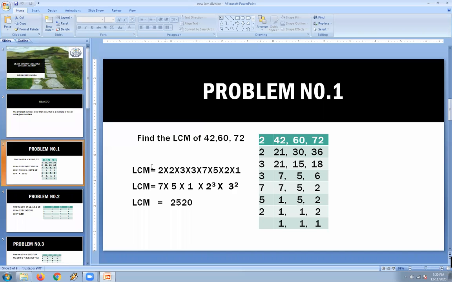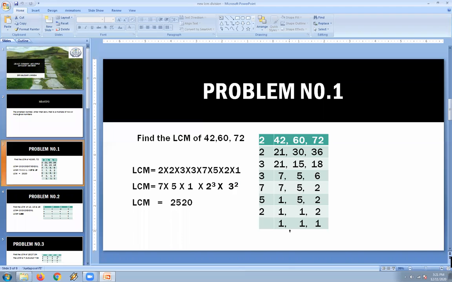So now we should see that to calculate the value of LCM, all the factors that we have considered to divide 42, 60 and 72 should be written. The product of all these numbers is the value of LCM. Now 2 into 2, 3 into 3, then 7 into 5 into 2 into 1.